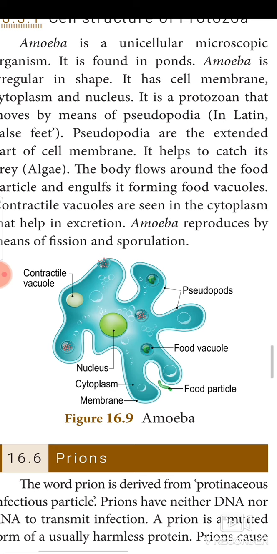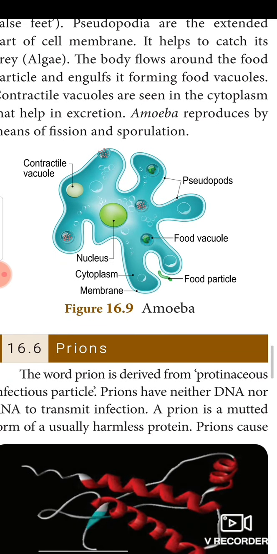Fission: it can split into two parts. Sporulation: a spore-like structure is created in the amoeba, it falls down, and again it grows as a new amoeba. That is sporulation. Next we need to see about prions.